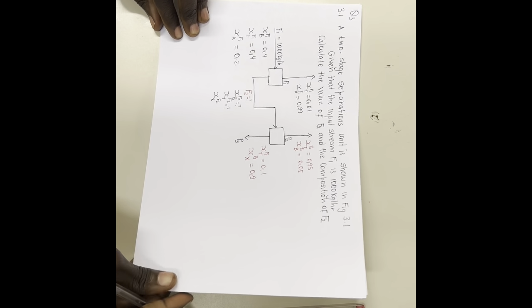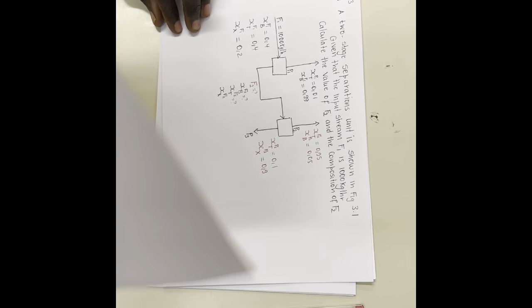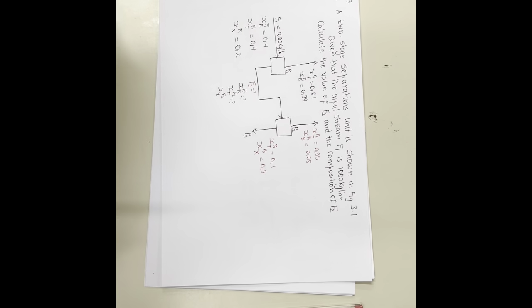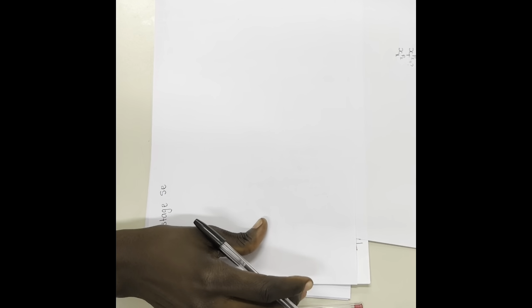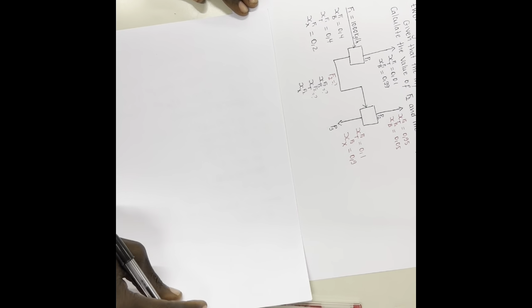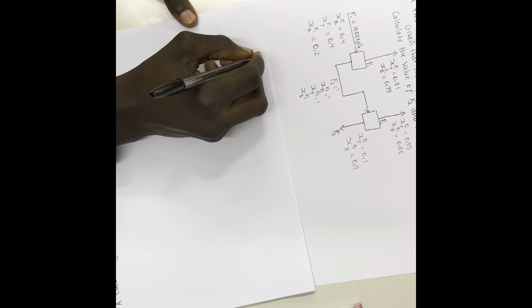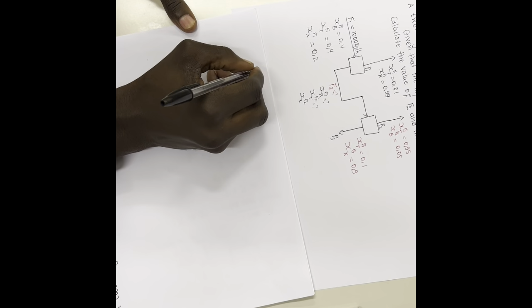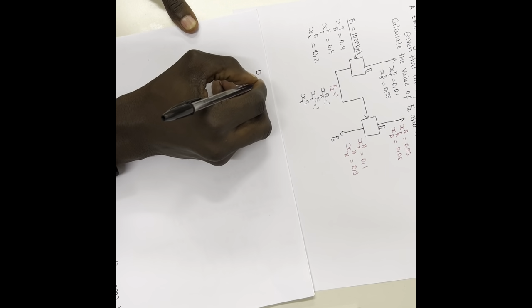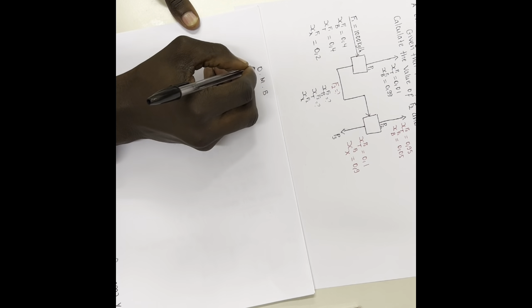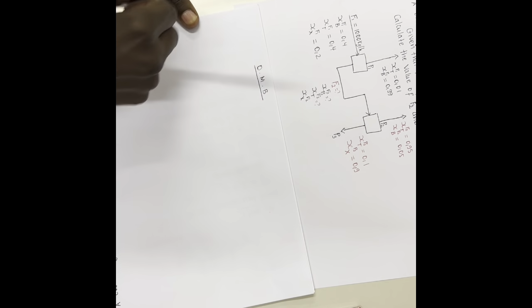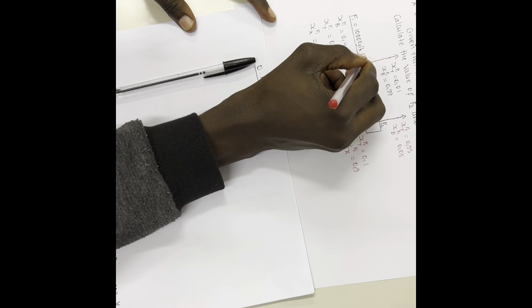Let me just take one paper. Okay, so what basically you will do is, from the question, we can do what is called the overall material balance. So what you will do, you have how many units? You have 2 units. This is unit 1 and this is unit 2.